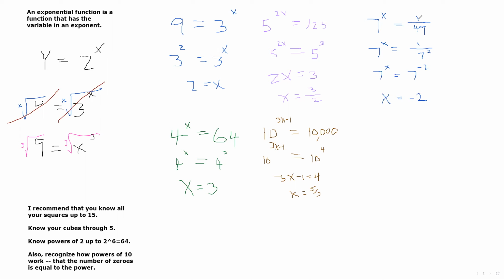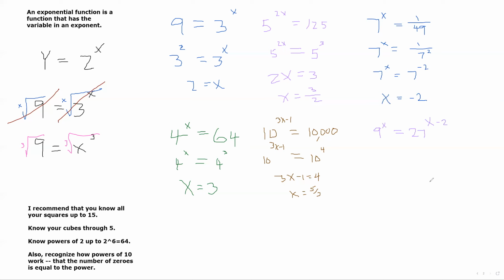I could do this with 1 over 49. I can also do this with decimals like 0.00001. I can write that as 10 to the negative something. I wouldn't be surprised if you see a question like that in class. But the other type of question that gets confusing is when they start mixing the bases. So for instance, what if I said 9 to the x is equal to 27 to the x minus 2?